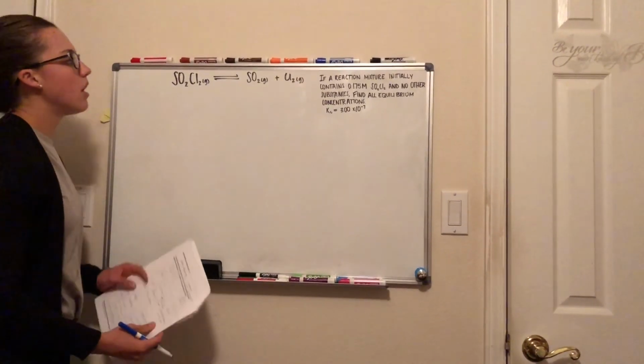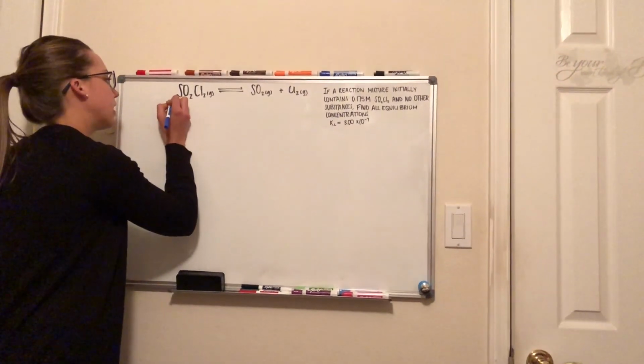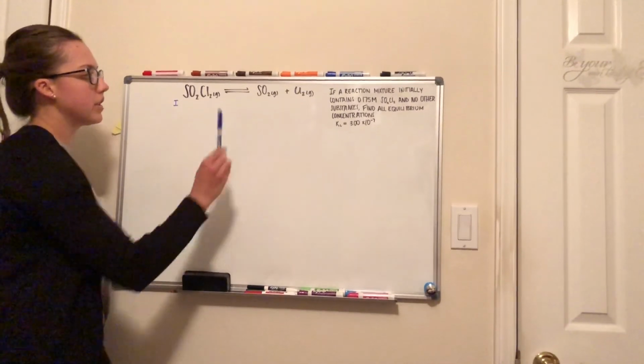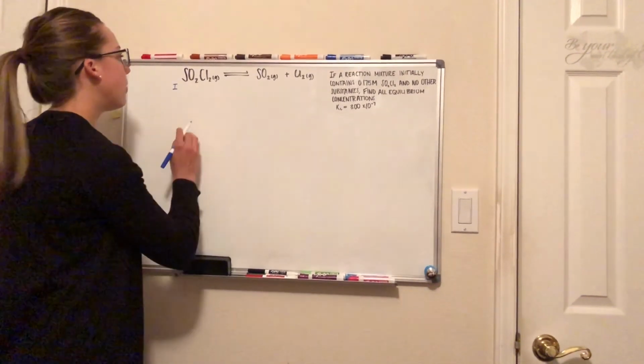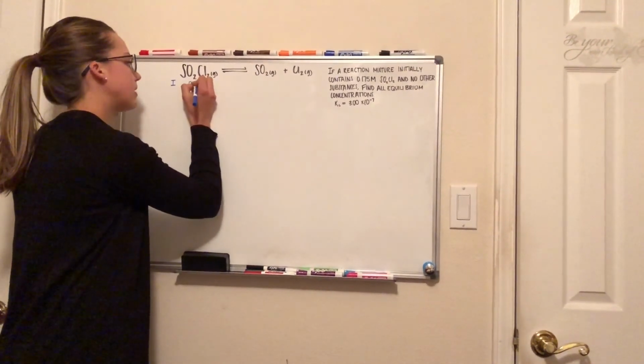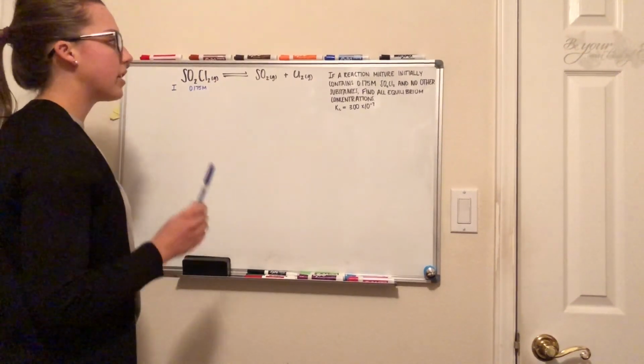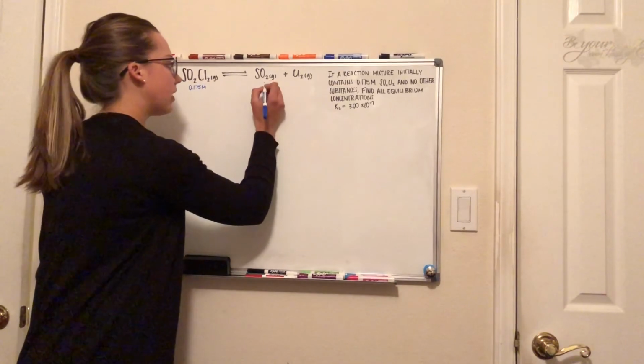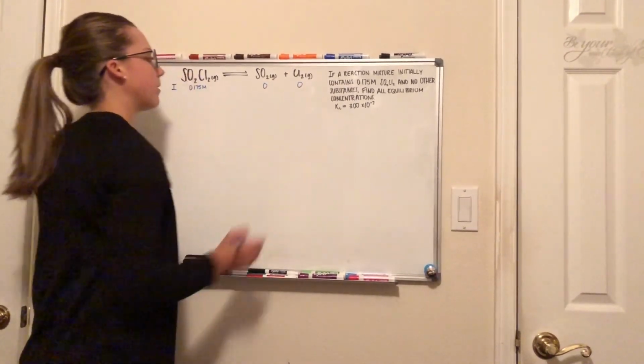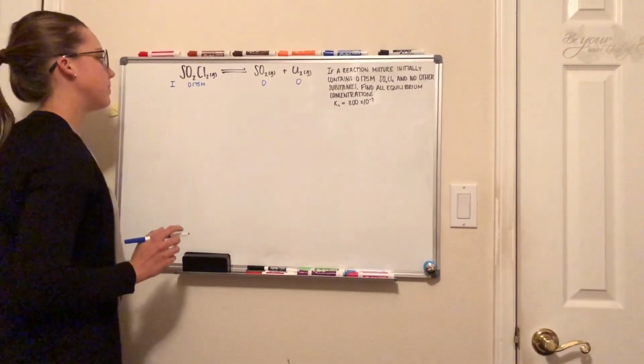So to solve this, first we need to talk about what our initial concentrations are, and those are given in the problem. We know that we start with 0.175 molar SO2Cl2, and we know that there are no other substances in our flask, so we're going to put zeros here because there's nothing else except SO2Cl2.